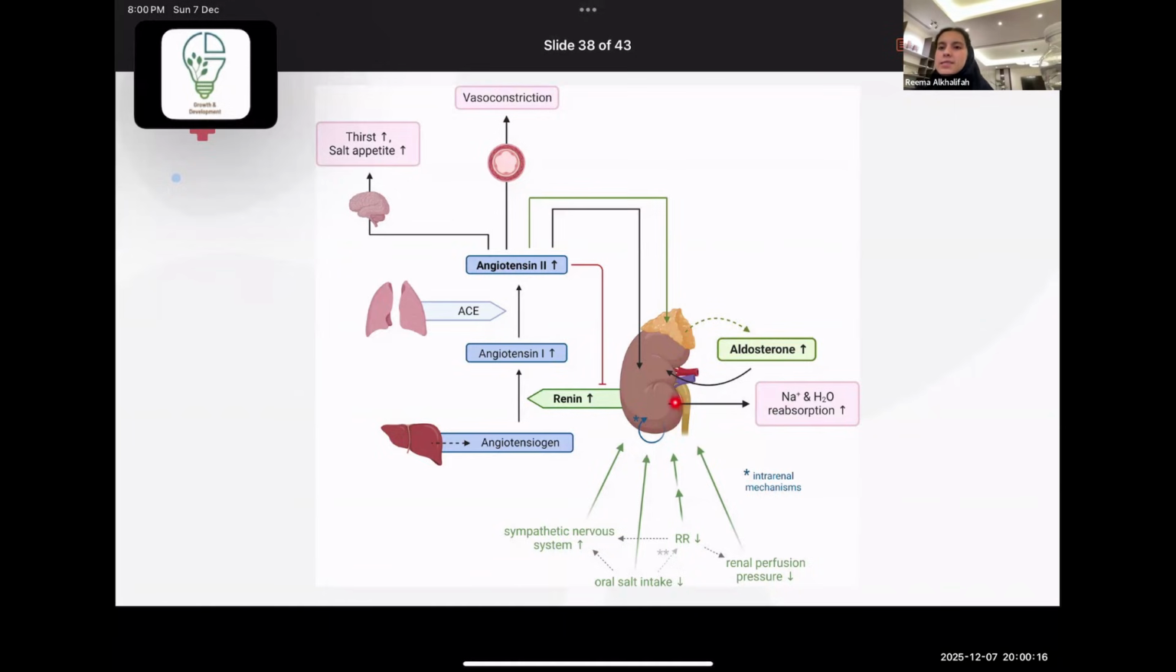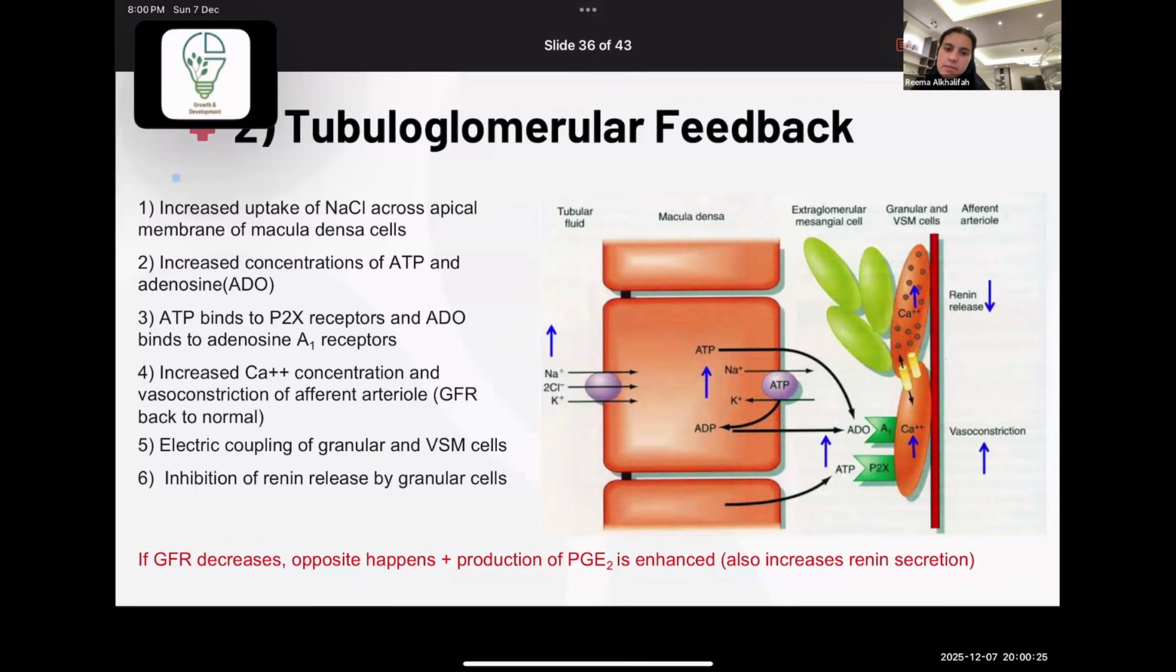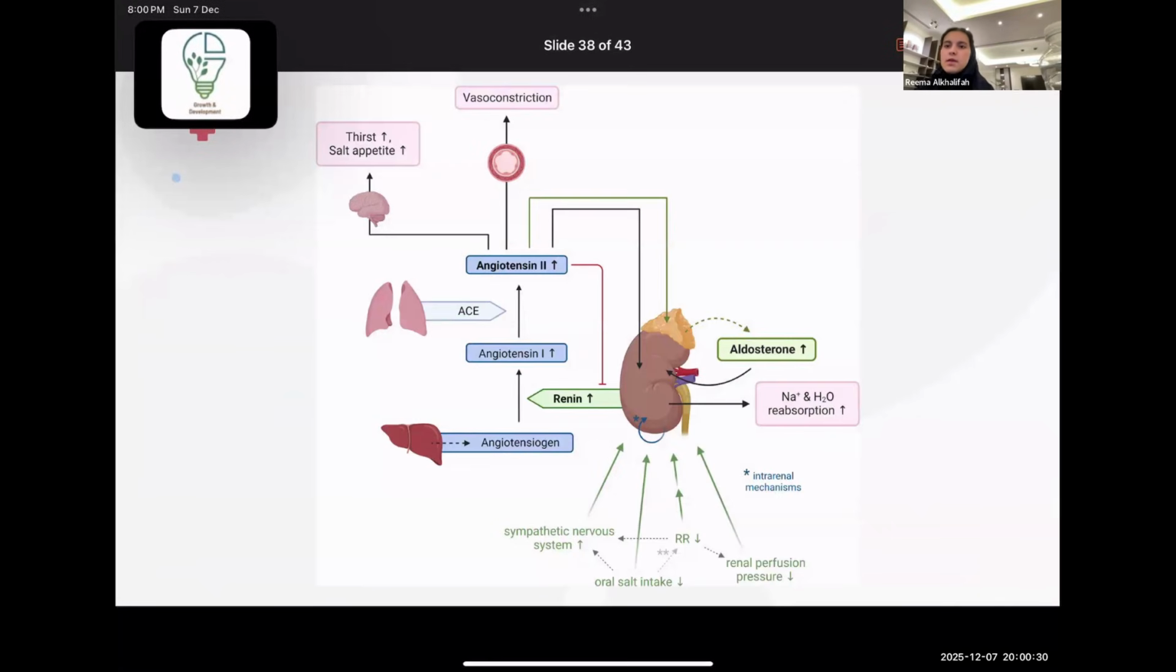So there are multiple things that trigger renin release, such as the sympathetic nervous system, or as we mentioned previously, if GFR decreases over here. If GFR decreases, renin secretion increases. So the kidney releases more renin, and the liver produces angiotensinogen. Now the renin converts it to angiotensin 1. And the angiotensin converting enzyme that is produced by the lungs is going to convert angiotensin 1 to angiotensin 2.